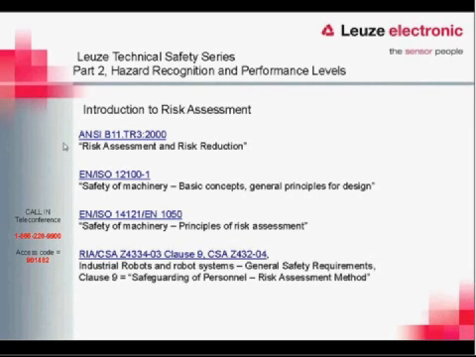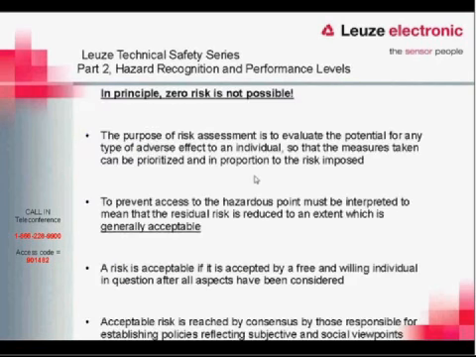identification. We've got ANSI B11, which has a standard on risk assessment. These really aren't standards so much as they are procedures and guidelines. EN ISO 12100-1, safety of machinery. EN ISO 14120, principles of risk assessment, and then RIA/CSA Z434 and Z432-04, industrial robot systems and safeguarding of personnel, general safety requirements.